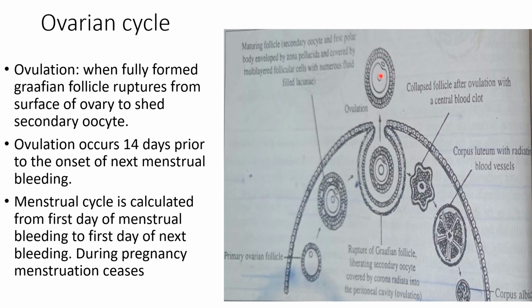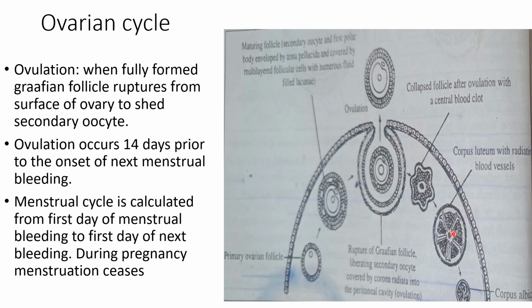Okay, so when fertilization occurs, there is completion of second meiotic division. But if fertilization does not occur, then the secondary oocyte will degenerate. Now what will happen to the Graafian follicle? If fertilization occurs, if implantation occurs, if there is pregnancy, then it is converted to corpus luteum.